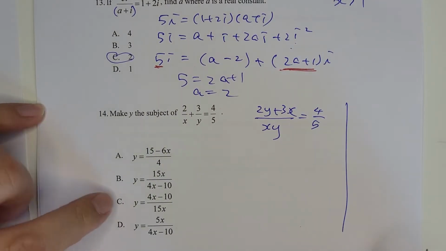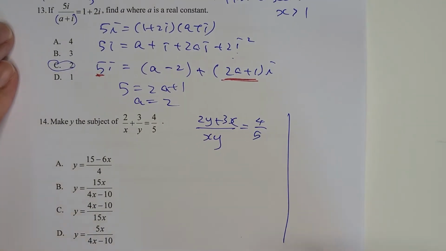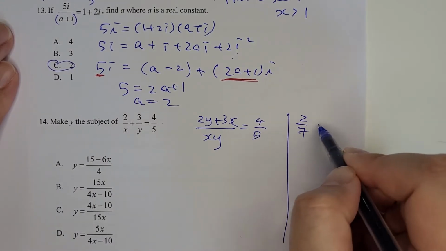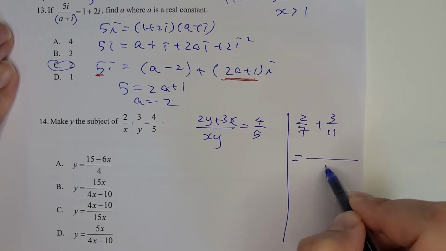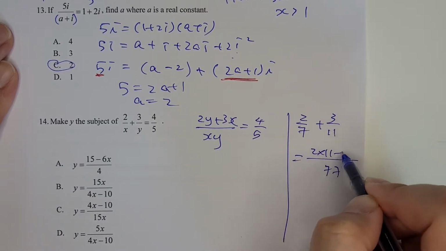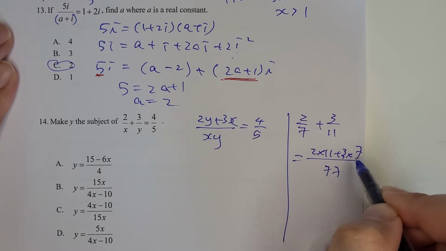If you don't understand why, you can try working with some numbers. For example, 2 over 7 plus 3 over 11. Try to work with it. You are just doing the same thing.